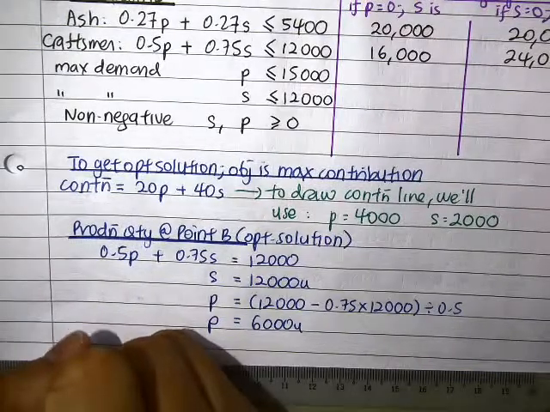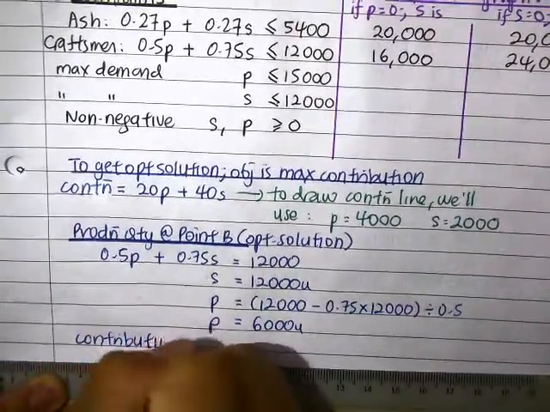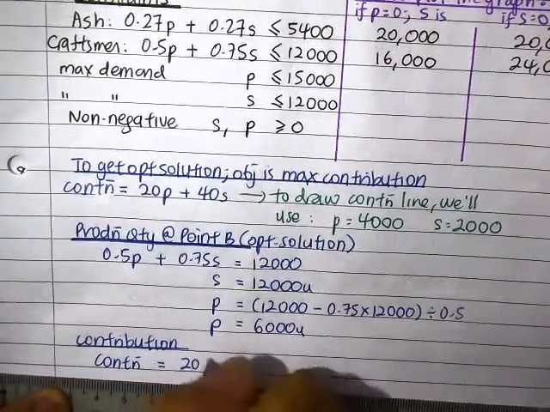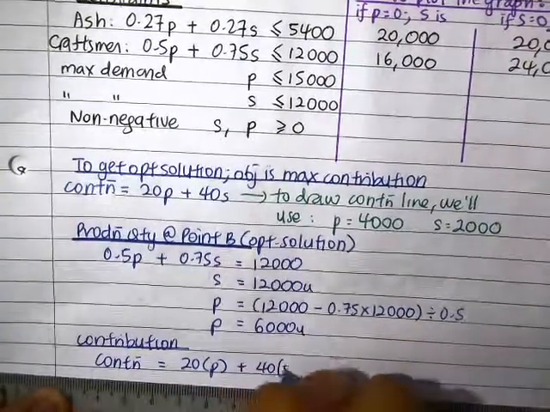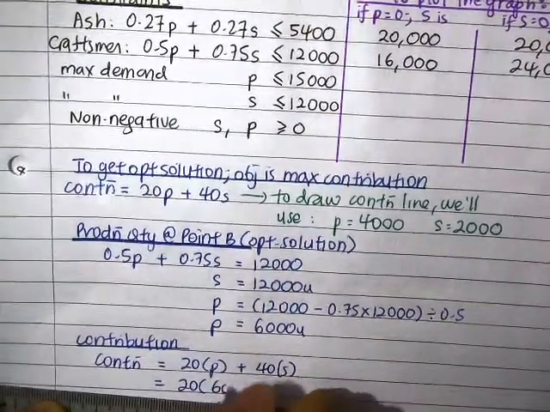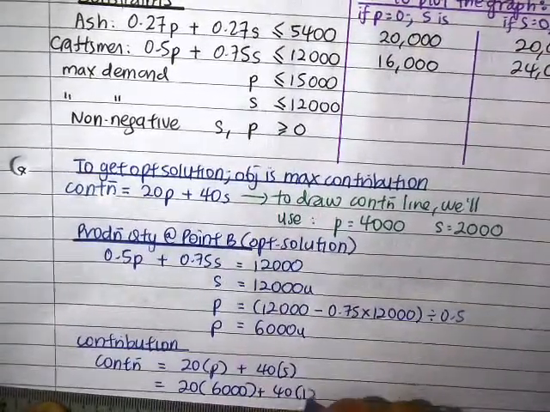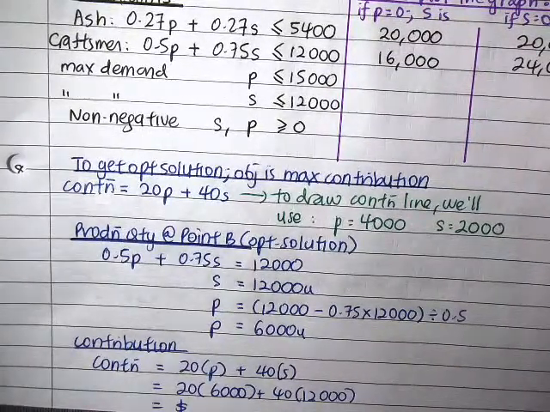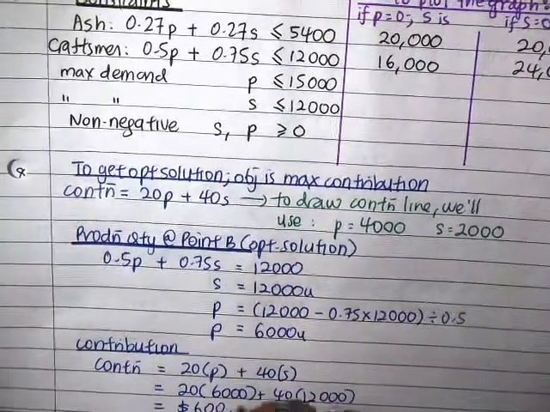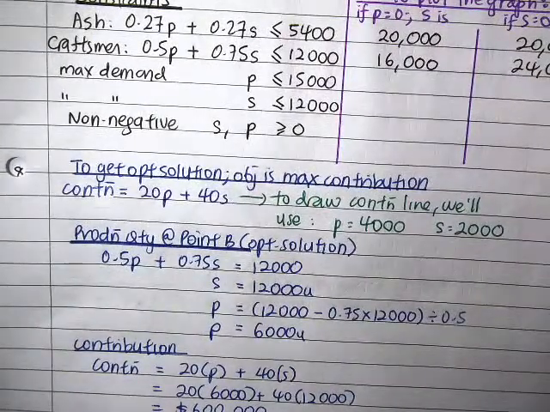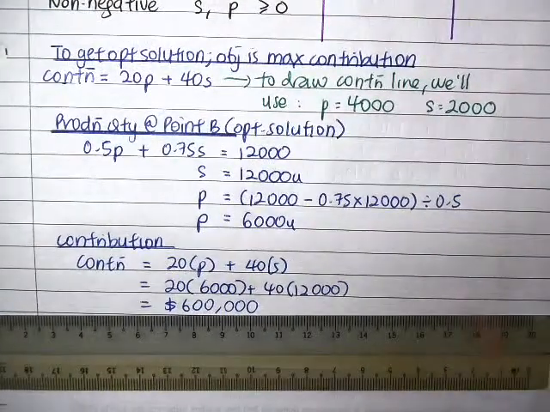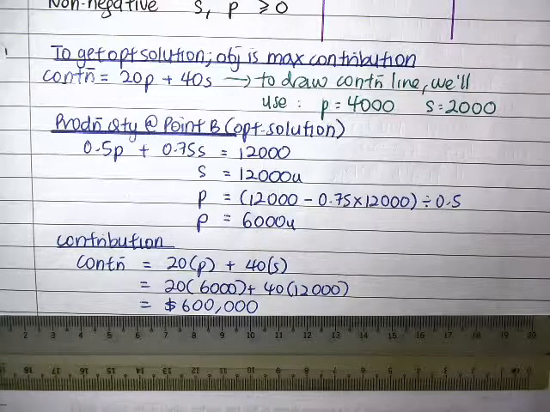Okay, now the contribution is what? 20 times P plus 40 times S. So 6,000 and 12,000, meaning you will get 600. Is it 600? Okay, so that's your final answer. Okay, that is what they asked us in part B, 12 marks.